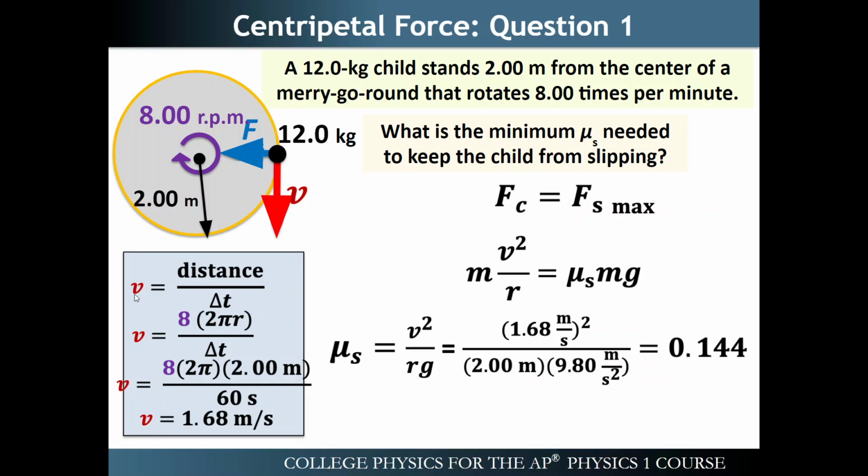And then they jump straight into the velocity because you don't have the velocity. You have 8 times per minute. So you throw it in: distance divided by time, 2 pi r, again, circumference of a circle. Then you get the velocity is 1.68. Actually, it's a little less. They've rounded up. I don't like it, but I'm going to go with it. And then you plug everything in, and you get a coefficient of 0.144.